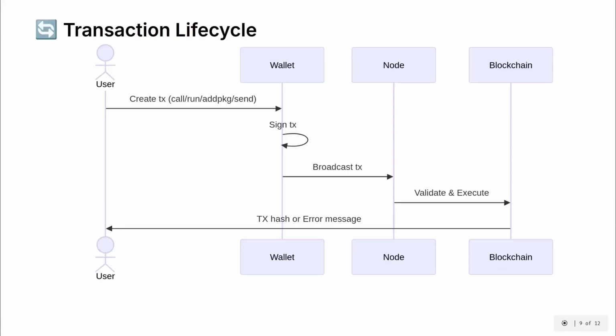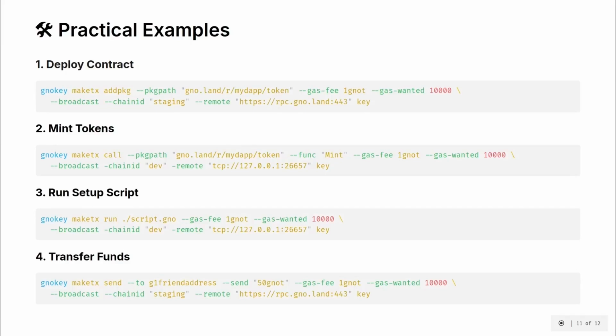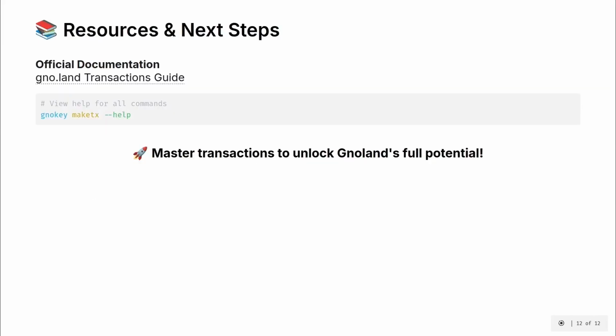As we saw in the last diagram, it serves to send to the blockchain and let it validate and execute the content. Here are some practical examples if you need. You can stop the video or go directly to the GitHub in the description if you want to access the presentation. And I highly recommend you check out the resources, since gno.land has a very efficient transaction guide for more precise use cases you may have.